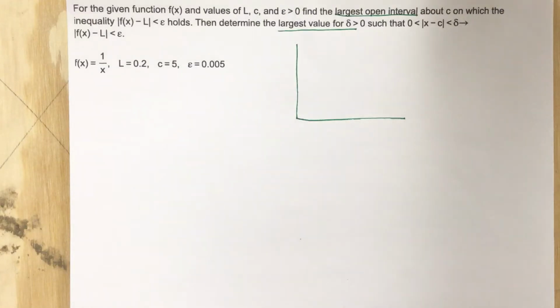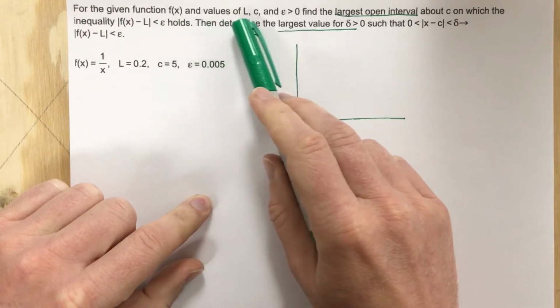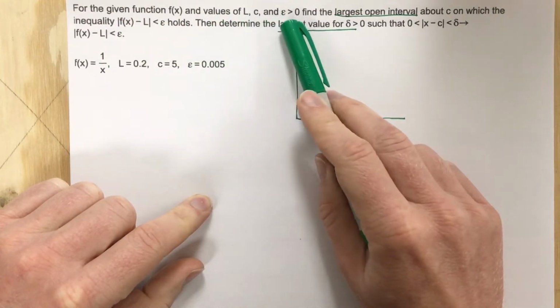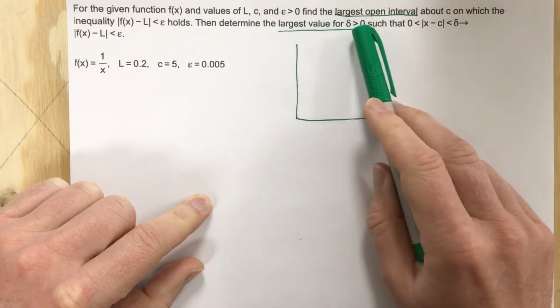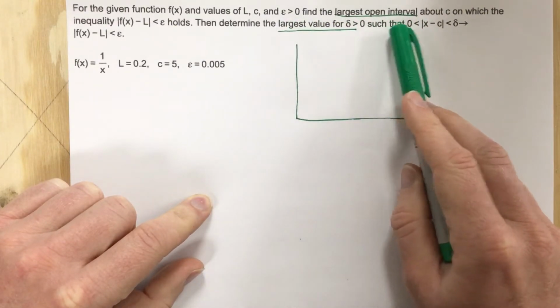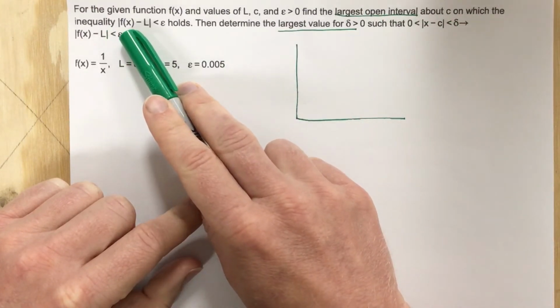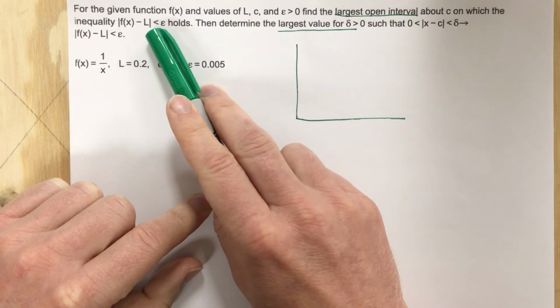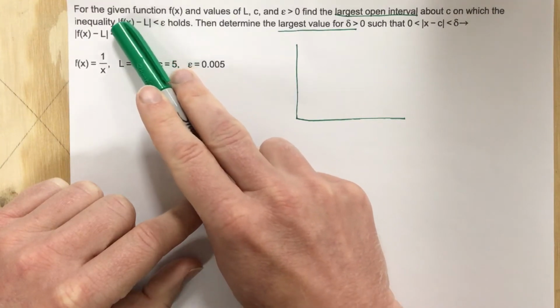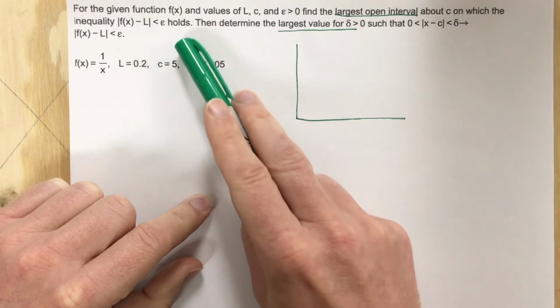This is problem number 6 for section 2.3. In this problem it says, for the given function f of x and values of L, C, and epsilon greater than 0, find the largest open interval about C on which the inequality absolute value of f of x minus L less than epsilon holds, meaning our difference in the y values has to be less than our tolerance epsilon.